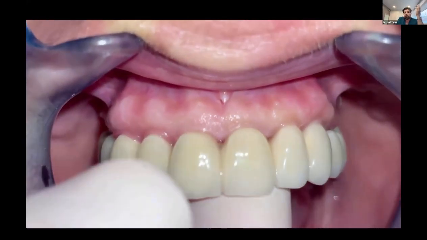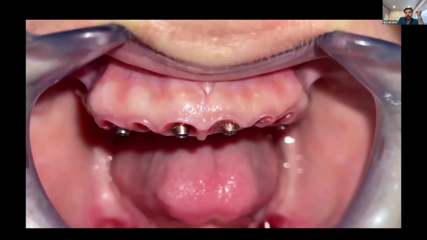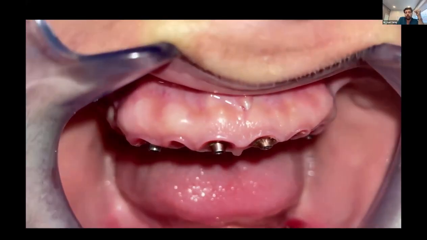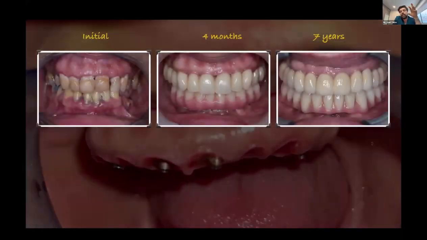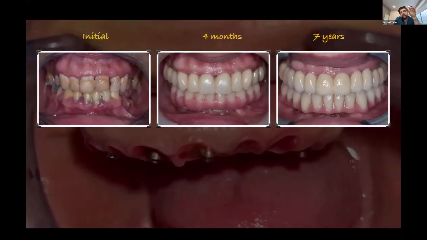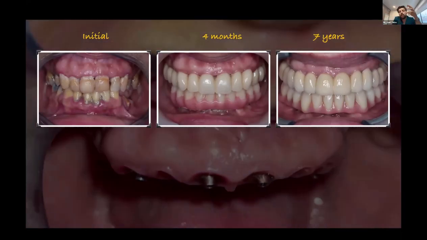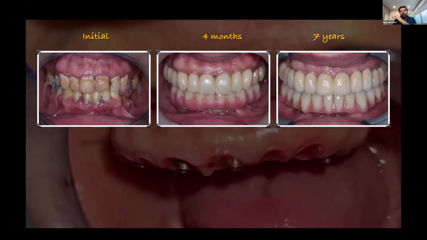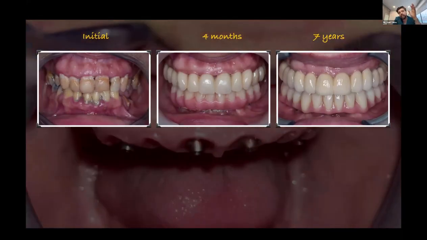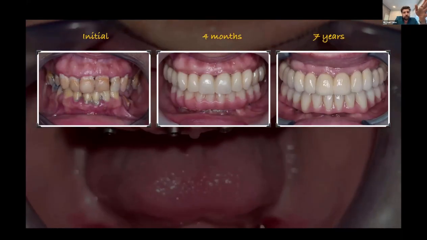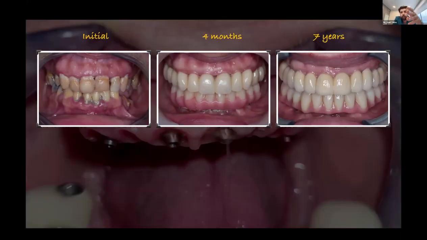6 years down the road, you could see tissue looking healthy, looking beautiful. And one thing that we noticed is that from the initial situation to the 4 months to the 7 years, you can see the evolving of the patient as well. You can see the difference in between cleaning a teeth to cleaning a provisional.